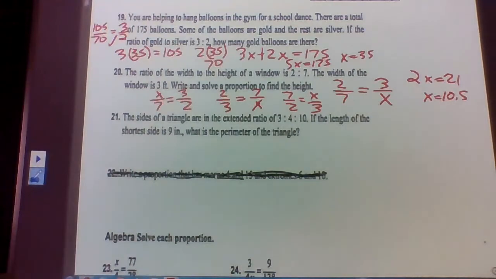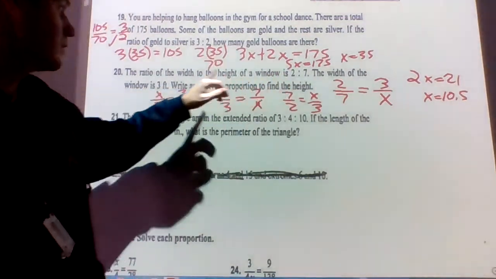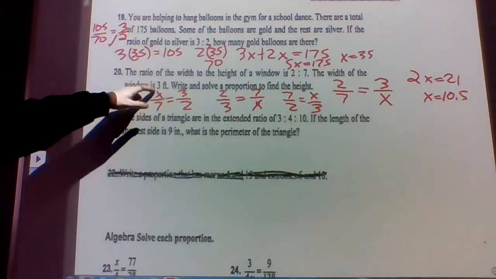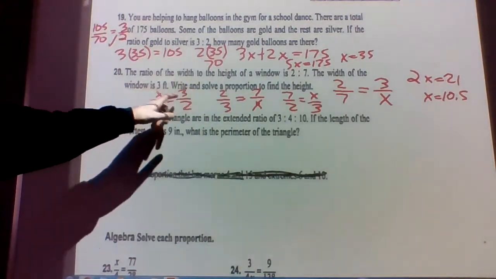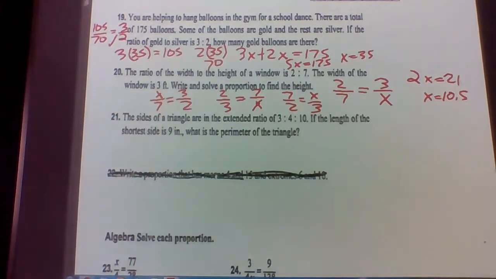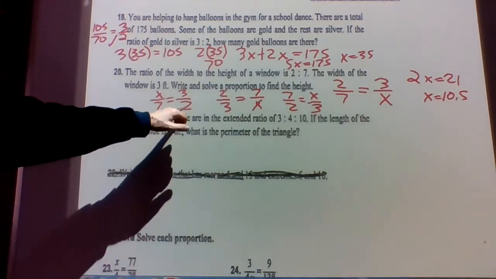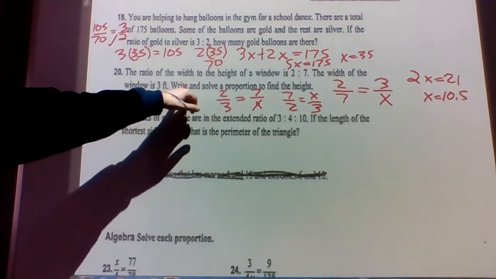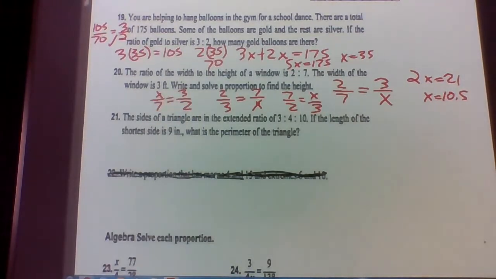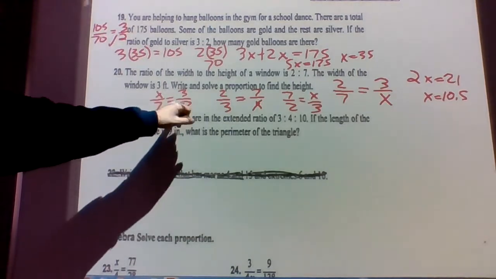As long as you're matching up, right? The 2 corresponds with the 3, the 7 matches up with the x. So you could do that by up and down or left and right. You can't match it diagonally, right? The 2 matches up with the 7 or it matches up with the 3. The 2 doesn't match with the x, so it shouldn't be in the same fraction. And it also doesn't match up as the denominators.